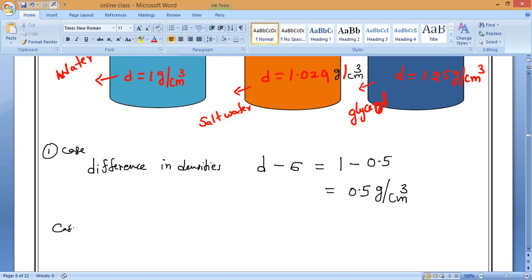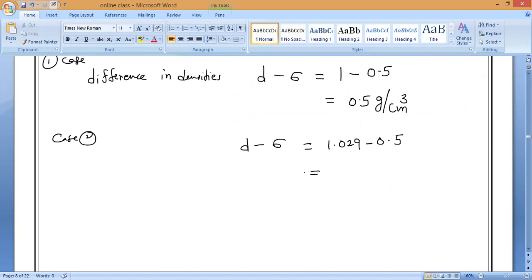Next, case 2. Can you tell me what is happening in case 2? Density of liquid minus density of object. What is the density of the liquid? 1.029 minus 0.5. What is the difference? Everybody should solve and tell me. How much will it come? 0.529 gram per cubic centimeter. Is the difference more or less?